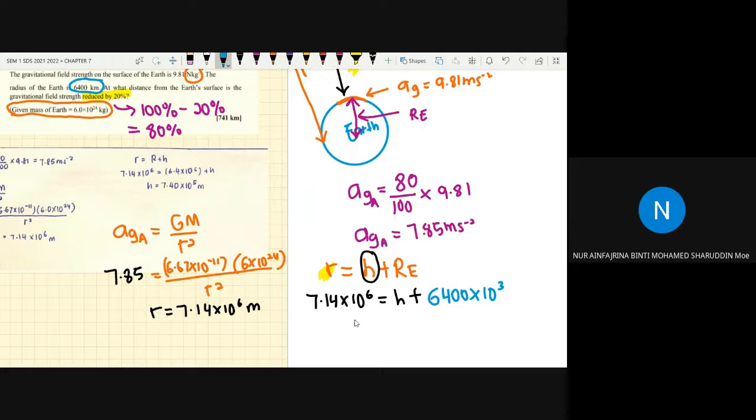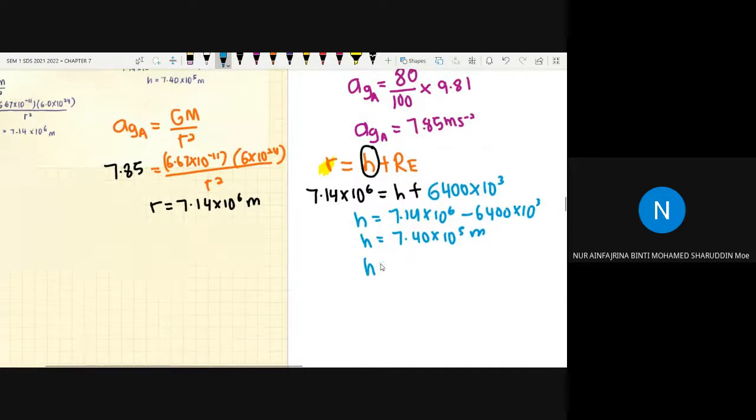Kan? Awak ambil je lah H awak akan jadi 7.14 times 10 to power 6 tolak dengan 6400 times 10 to power 3. So therefore, you will get your answer 7.4 times 10 to power 5 meter, or H equals to 7.4 kilometer.